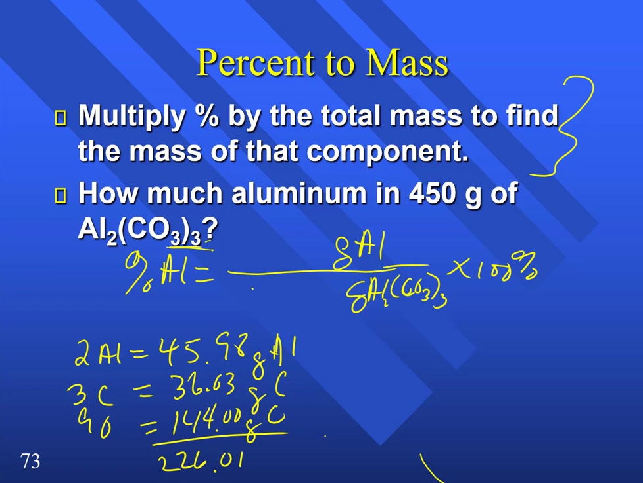Okay, so I've got a total of 226.01 grams, and my aluminum weighed 45.98 grams out of that. So this is just like the homework, what we learned on Friday. Find that percent. So 45.98 divided by 226.01 times 100% is 20.34%. There were 4 numbers in my math, so I kept 4 numbers. So that's the percent that's aluminum.